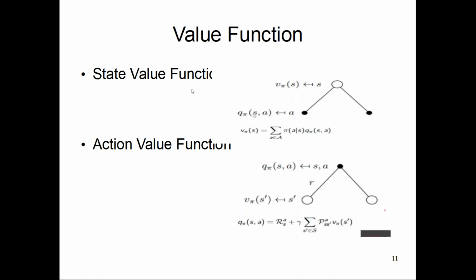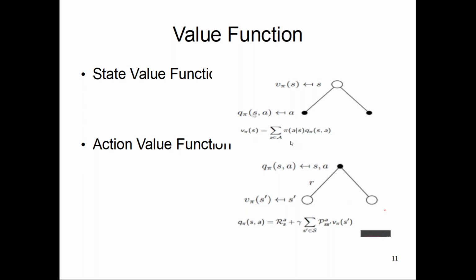So you have an action value function. Given a state, from a state you take an action. You have a state value function. Given a state, you're able to take action. You've got an action value function. From a state, you're able to reach two states. So these are the two definitions.